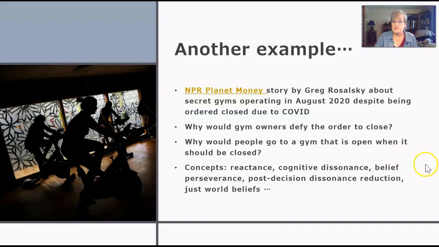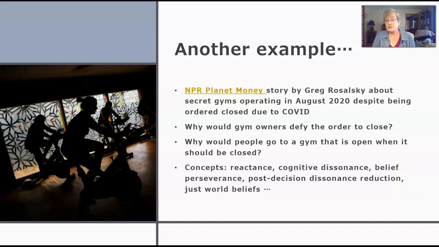We can also use the concept of cognitive dissonance. When gym owners, kind of on the down low, are asked, why are you leaving your door open? Well, we're not open. Well, there are people here, but we're not really open. And some of those responses really kind of take the form of dissonance reduction. We're not officially open. We're not taking money from people, but they're here working out, of their own free will. They've chosen to come here.